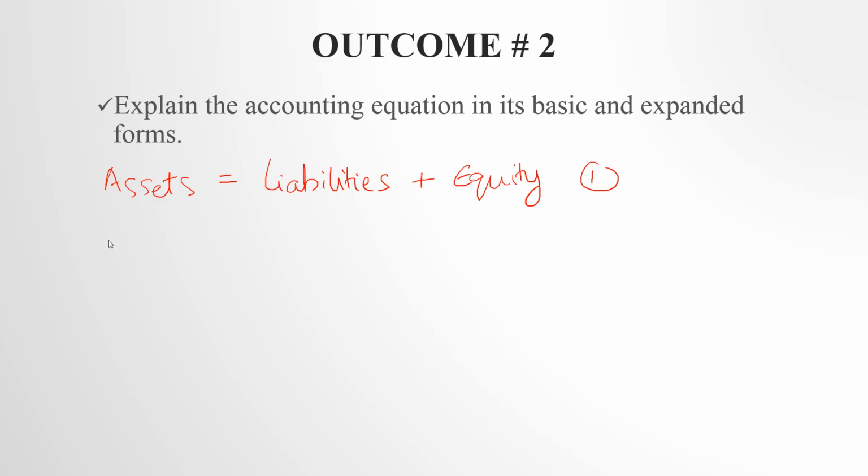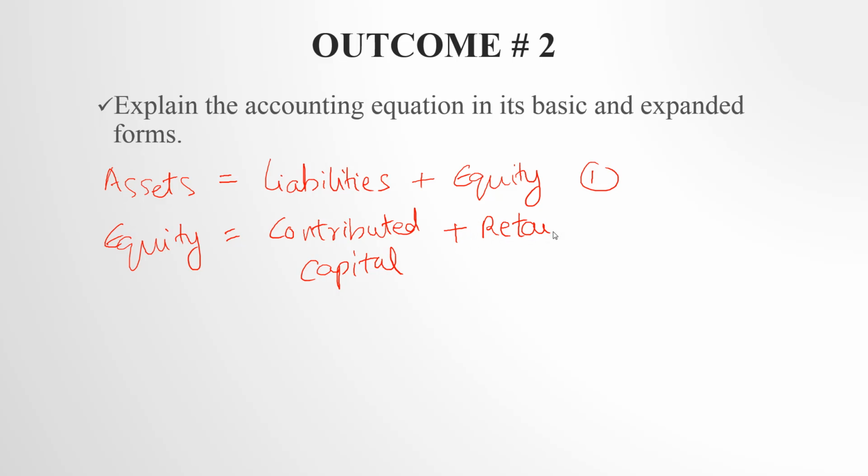Now equity in turn is the sum of contributed capital from its owners plus retained earnings. This is the earnings that has not been paid out to the owners. This is the earning retained by the company. Call it equation 2.